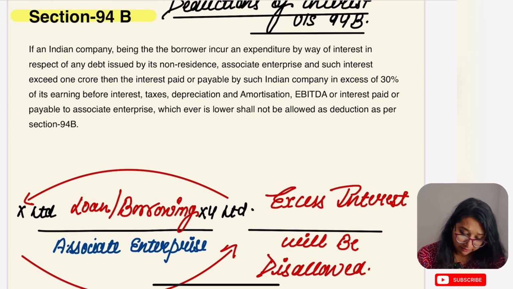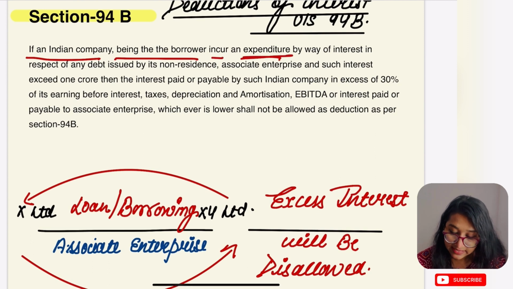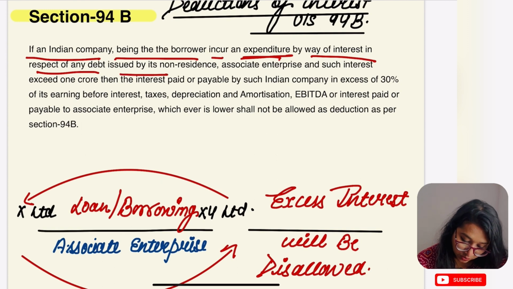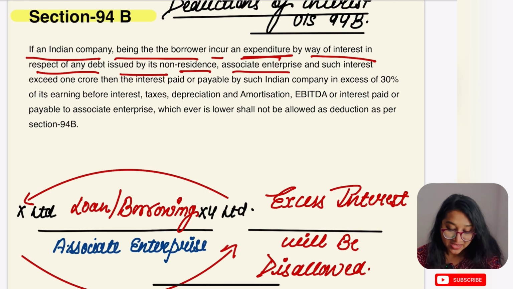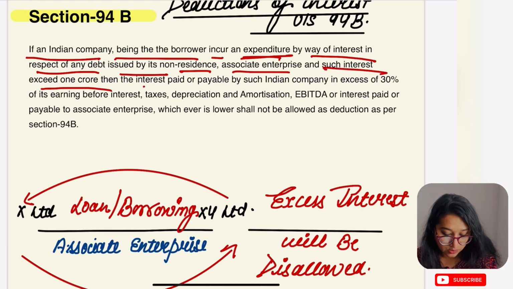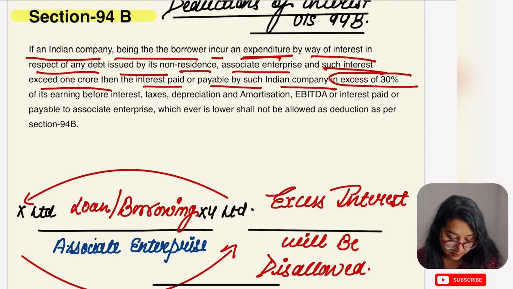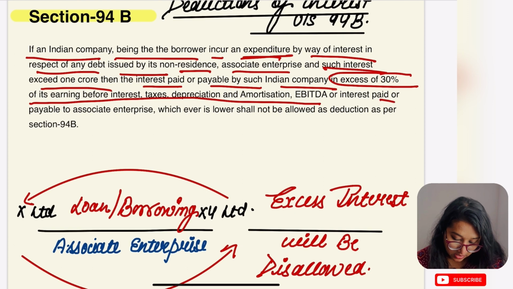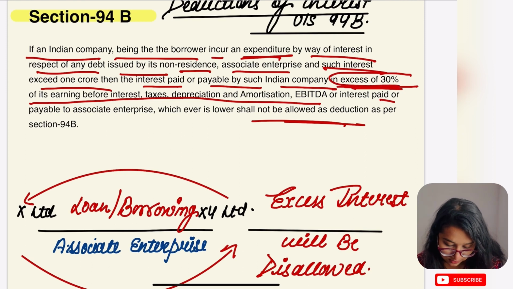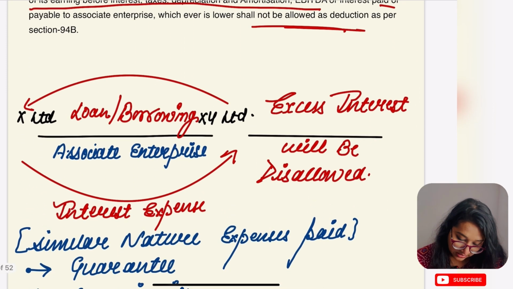The law is saying that if an Indian company, being the borrower, incurs any expenditure by way of interest in respect of any debt issued by non-residents, which is an associate enterprise, and such interest exceeds 1 crore, then the interest paid or payable by such Indian company in excess of 30% would be disallowed. I have just read it till here, 30%. Let's go to the example.